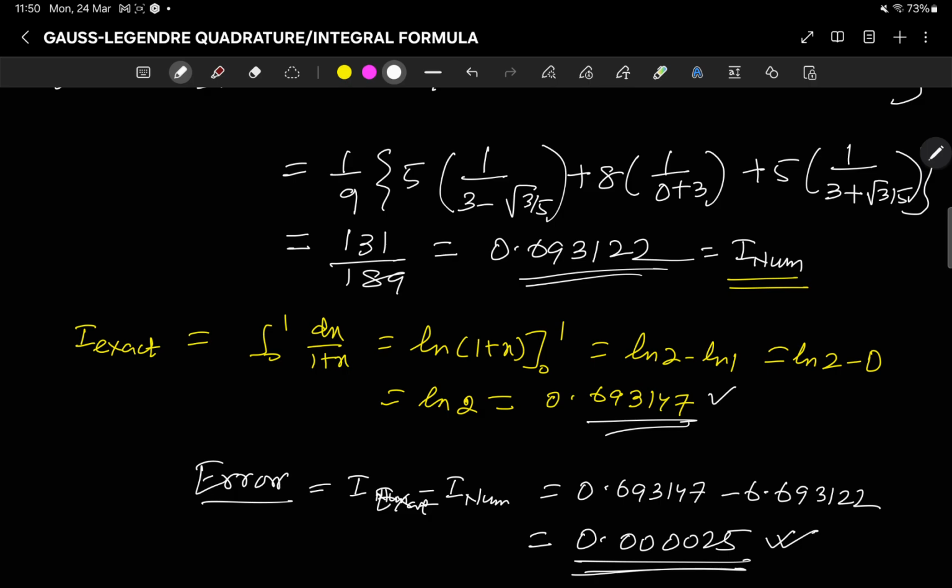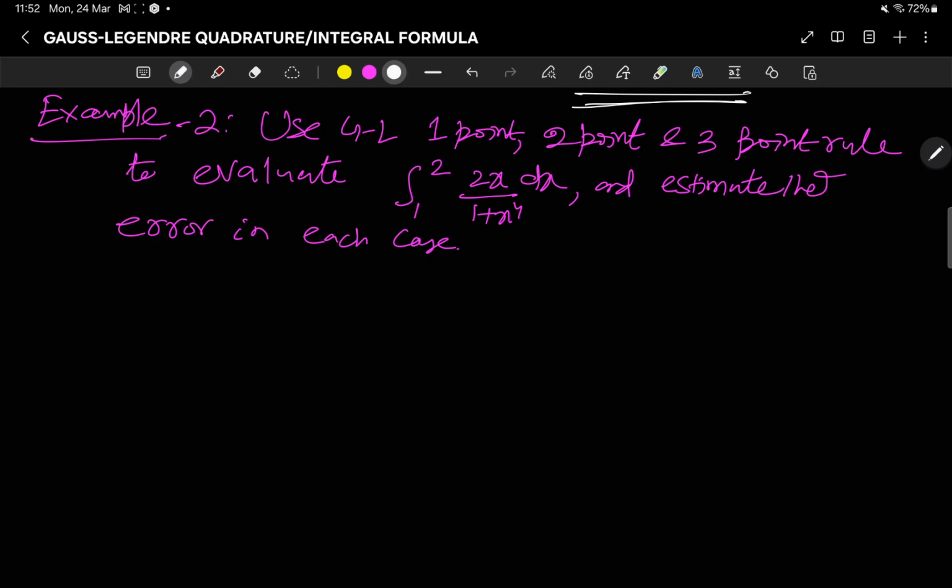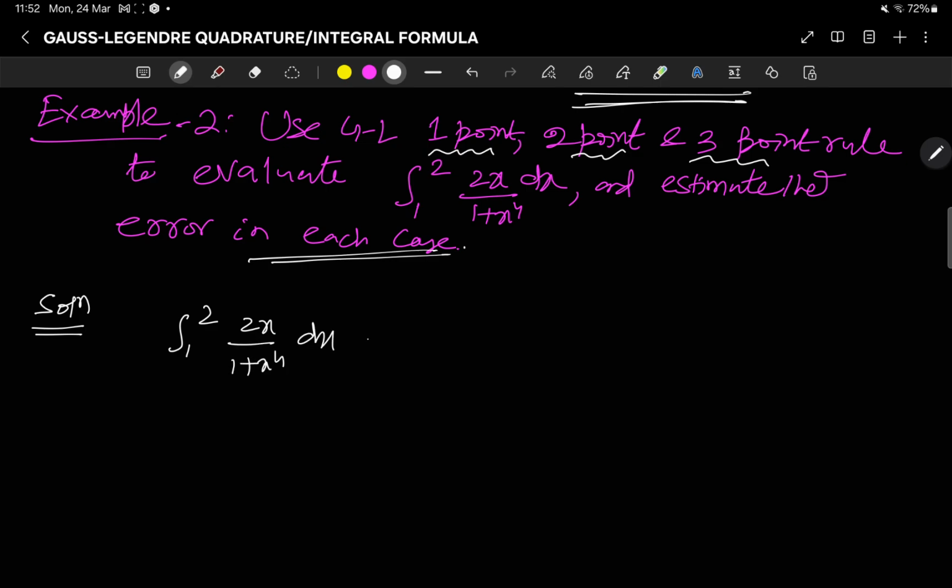Now let us solve one more example. Use Gauss Legendre 1 point, 2 point and 3 point rule to evaluate this and estimate the error in each case. Now coming to the solution. Now you have here integral 1 to 2 of 2x by 1 plus x fourth dx. First we need to convert it to integral minus 1 to 1 of f(t) dt. So this is our first job. Okay, so how to get it?